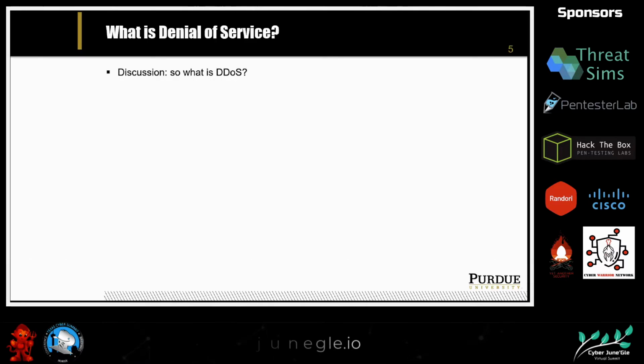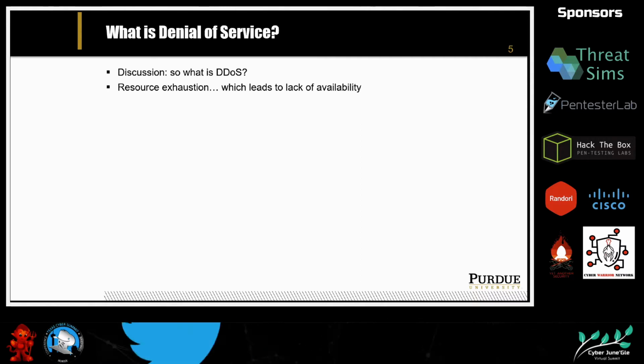So without further ado, what is DDoS? Any brave souls? Let's see who can use Discord. All right, it looks like everybody's very shy. So in general, this is a resource exhaustion. Many people think about denial of service as an overloaded pipe, which in some cases is correct, but it doesn't need to be that way. In many attacks, you may actually see a decrease in traffic on a particular network connection as a result of the denial of service attack. So in general, this is going to be a resource exhaustion, which is going to in turn lead to lack of availability.